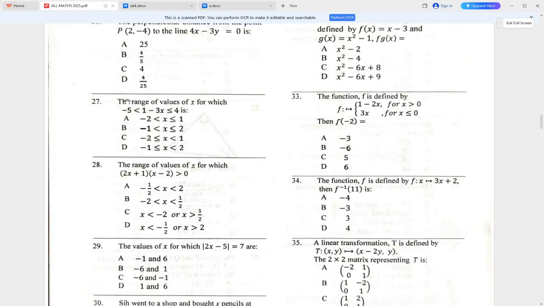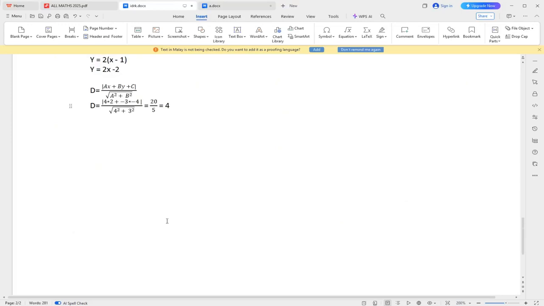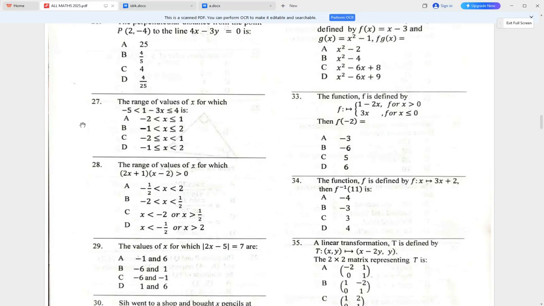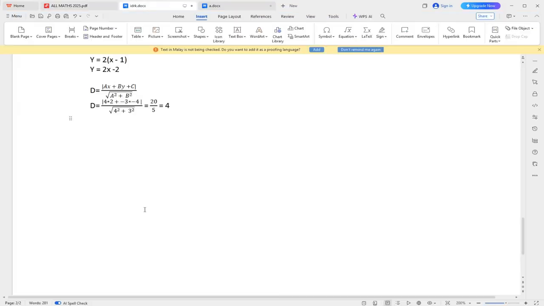Question 27. The range of values of x for which minus 5 is less than 1 minus 3x, which is less than or equal to 4, is. So we have minus 5, which is less than 1 minus 3x, which is less than or equal to 4.